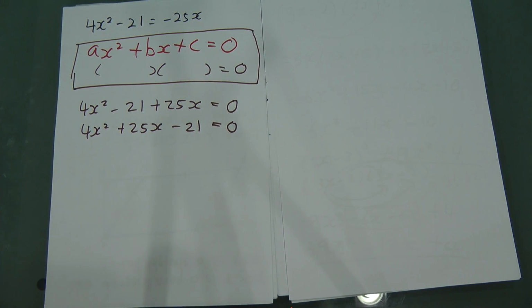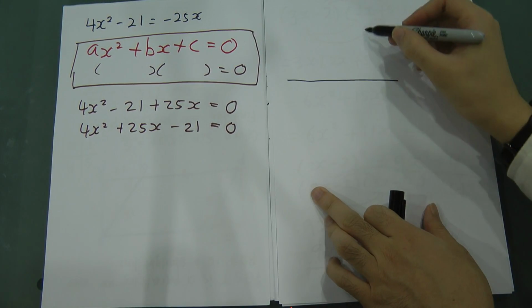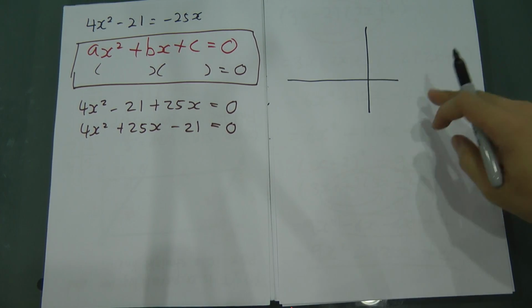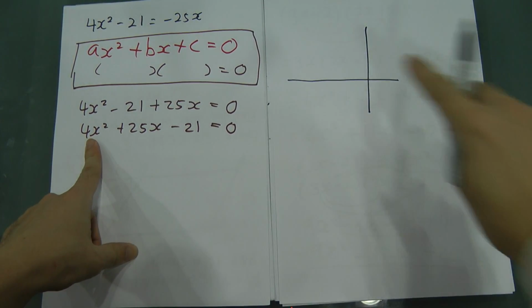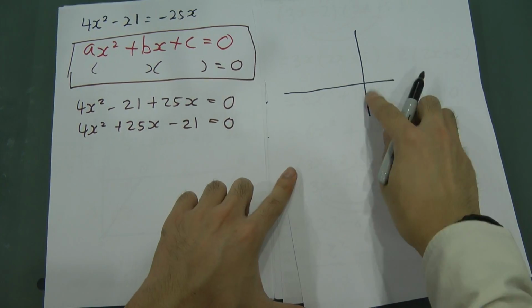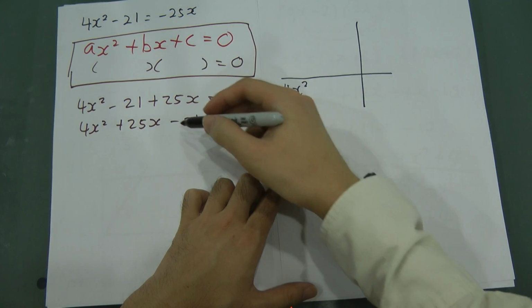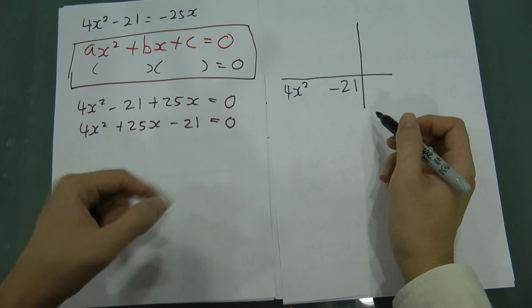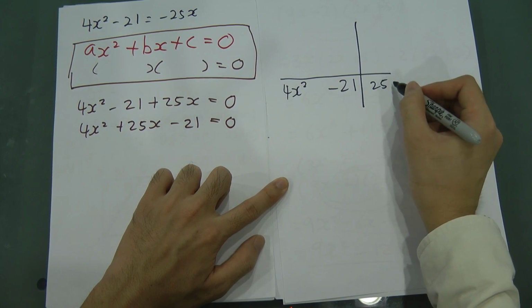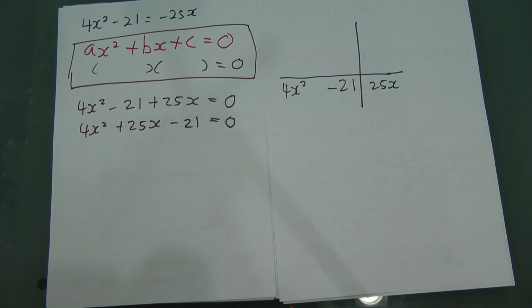Before I start to factorize, maybe I have to teach you one method. When you see something like this, you have to factorize, so maybe you can learn to draw out this table. Something like a t. You write the first term here, you write the last term here, and you write the middle term in the last place. So the first one is 4x squared. The last one is negative 21. And the middle term is 25x. I write everything here in this form.